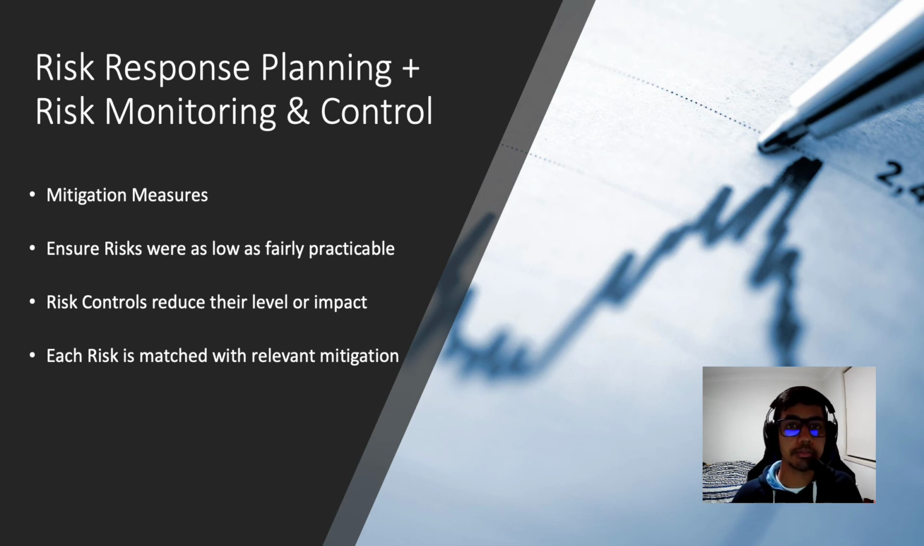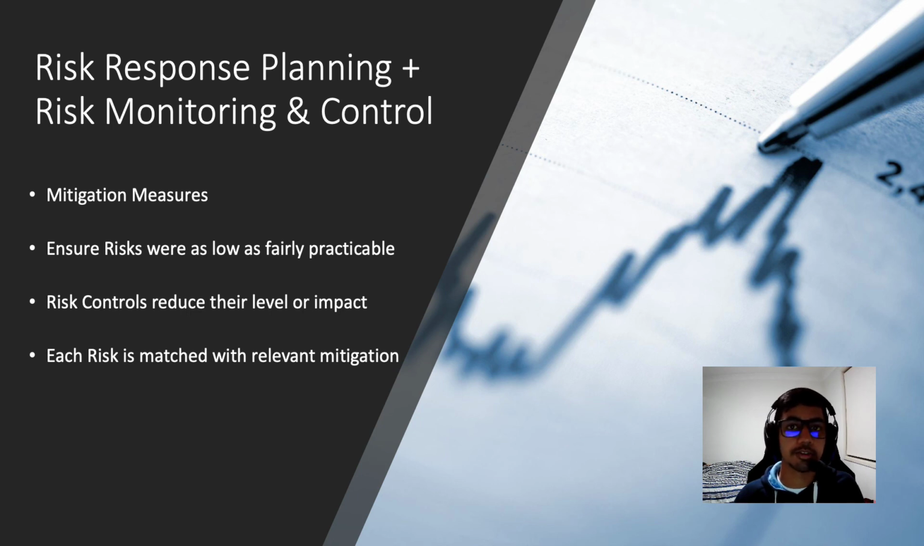Risk monitoring and control. Mitigation measures are put in place to reduce the impact of the identified risks. During the Cross City Tunnel project, mitigation measures were put in place to ensure risks were as low as fairly practicable. This helped by reducing the impact and likelihood of the risks occurring, allowing the project to proceed with more stability and assurance.